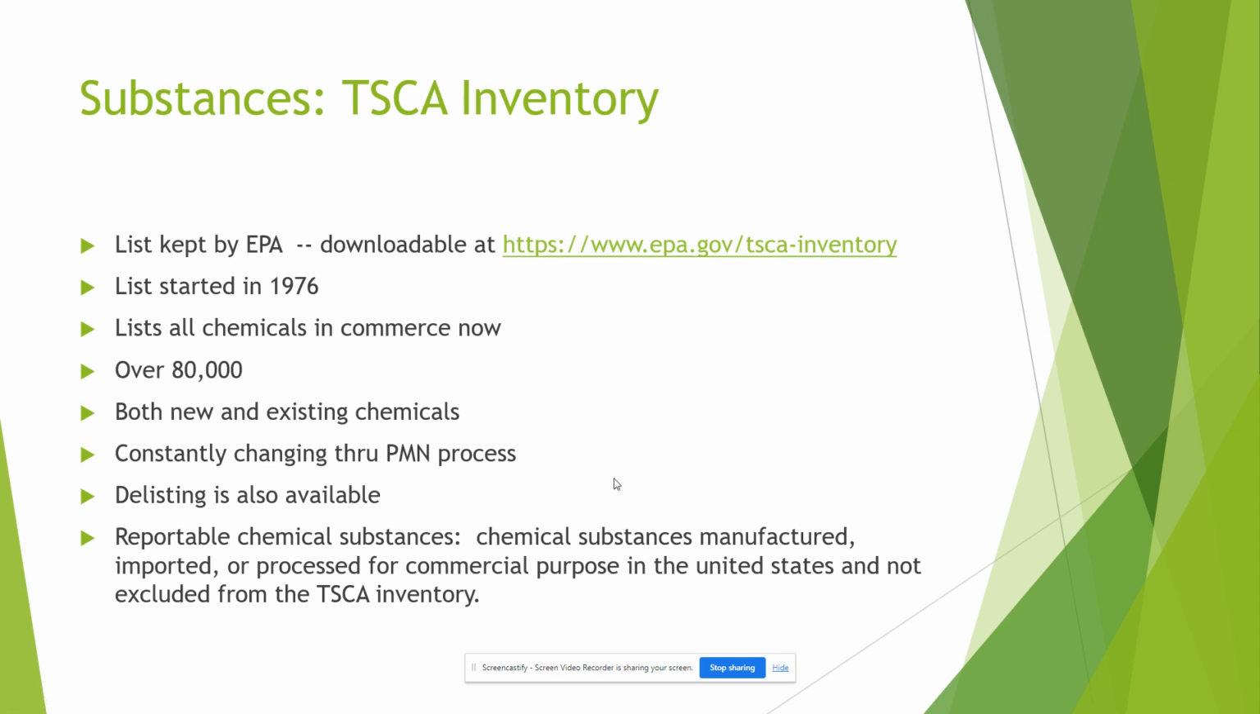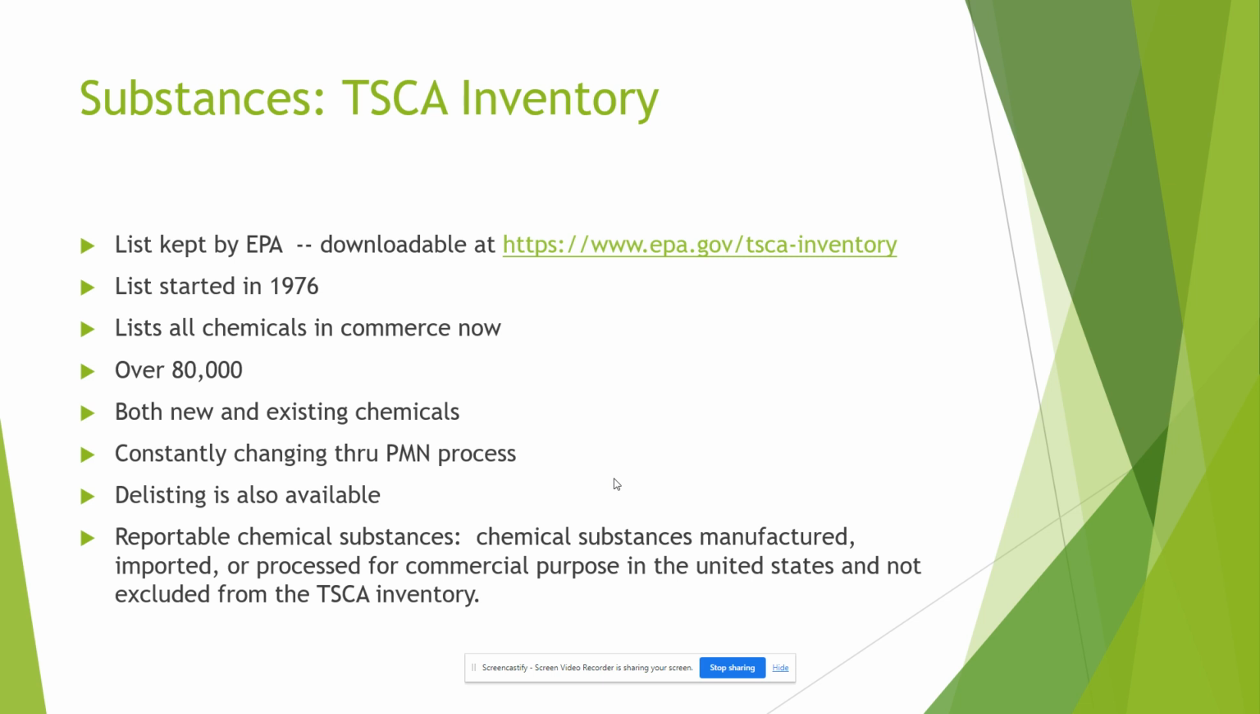Okay, so the TSCA inventory. There's a list kept by the EPA. You can download it at that link there. Just a big long list of chemicals, which has been around since the creation of TSCA in 1976. And it's all chemicals that are in commerce. Okay, there's over 80,000 of them, so new and existing chemicals.